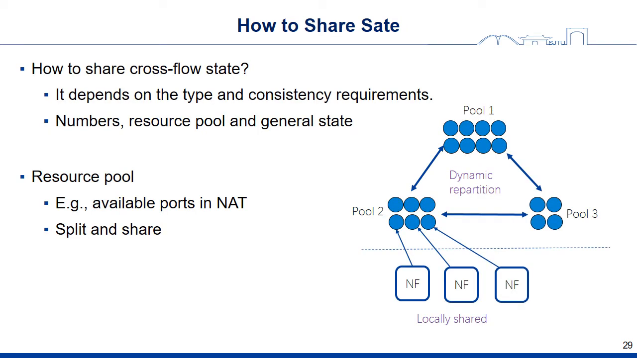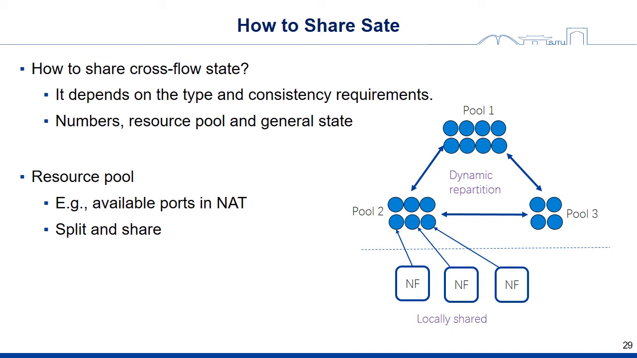But how can we share cross-flow state? Are locks inevitable? It depends on what type of state we are going to share. We find that different types of cross-flow state have different requirements. But there are some common types like numbers and resource pools, so that we can optimize for them. For example, for numbers like packet counters, what we often do is to increase or decrease the packet counter, so we can offload such simple operations to the NIC to save network round trips.